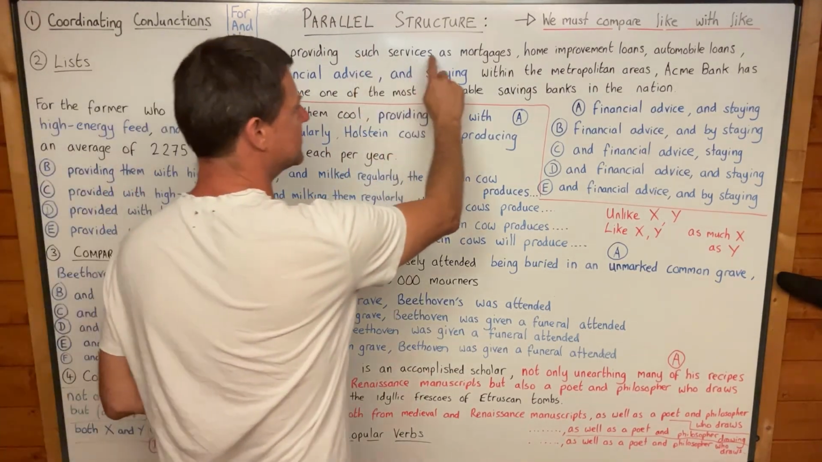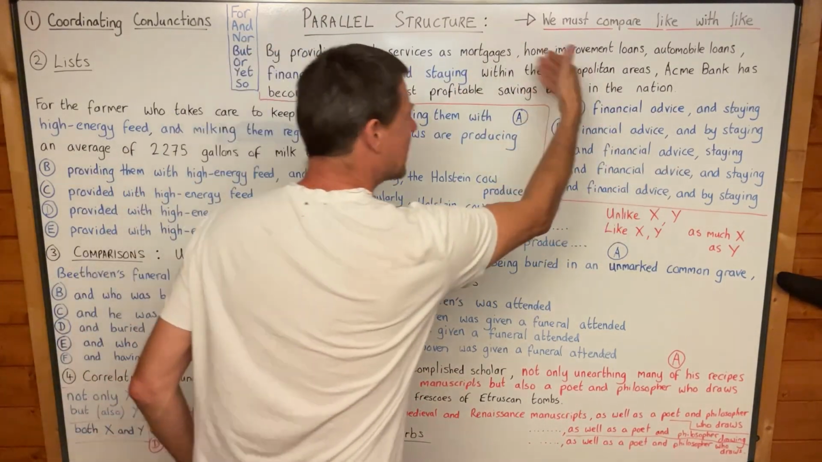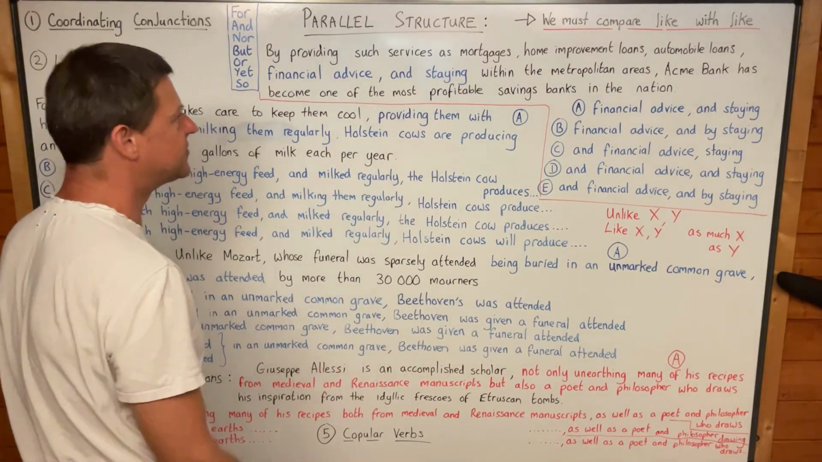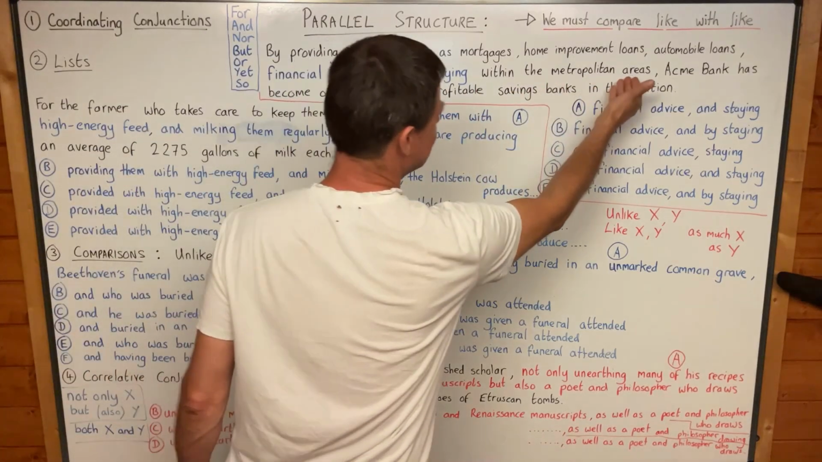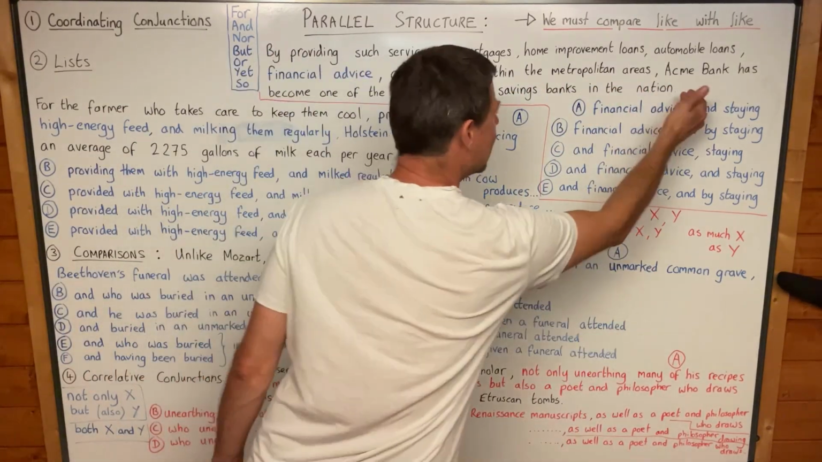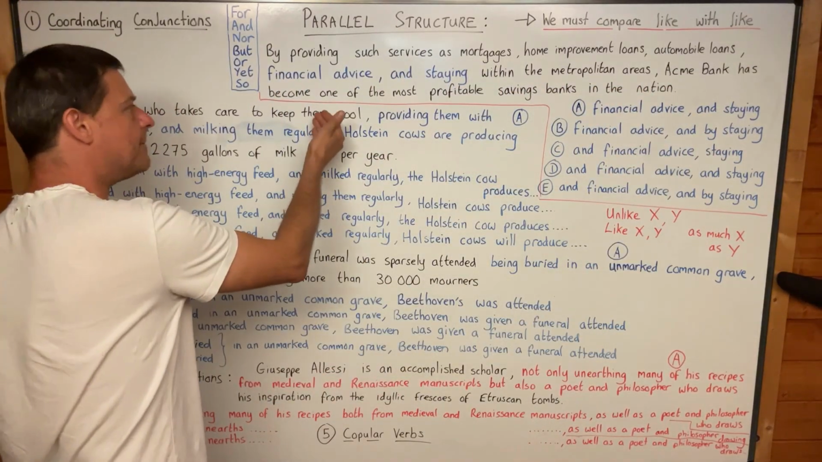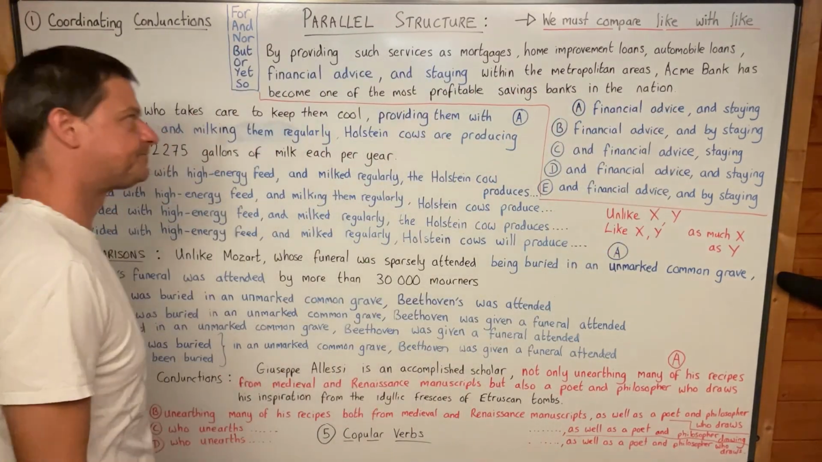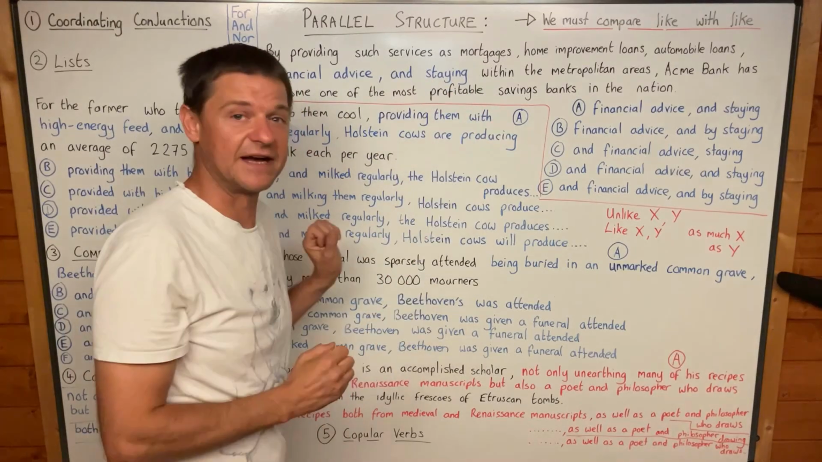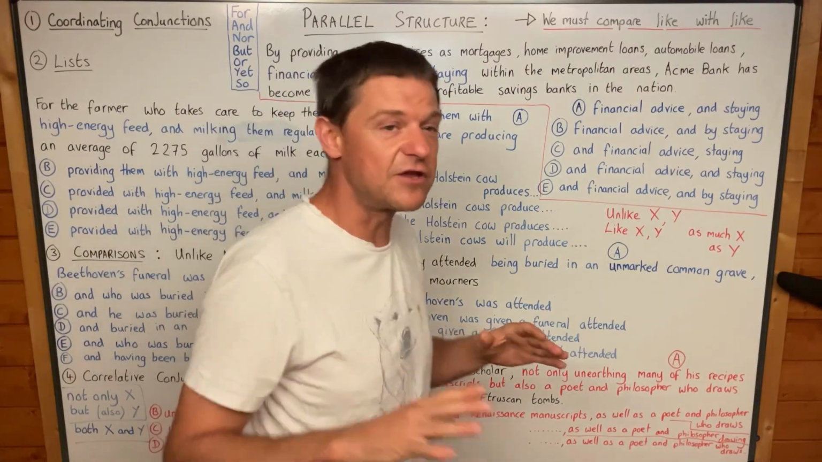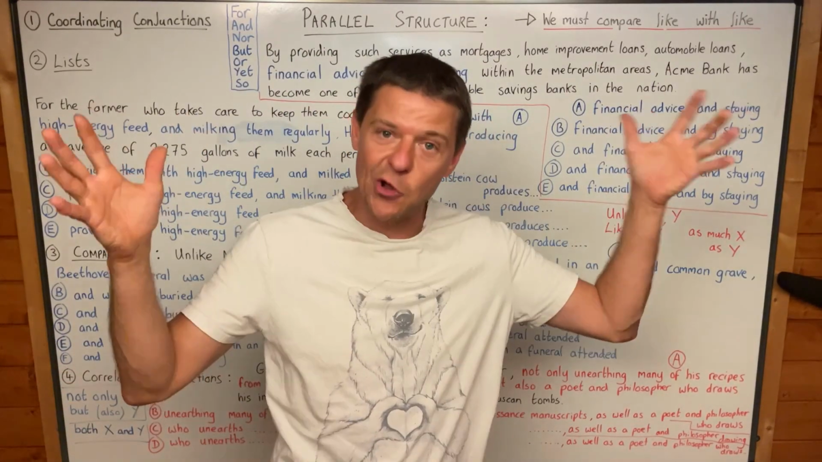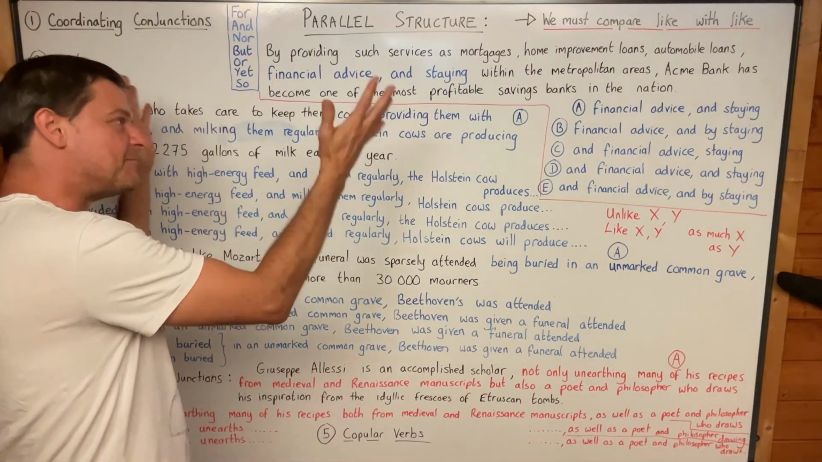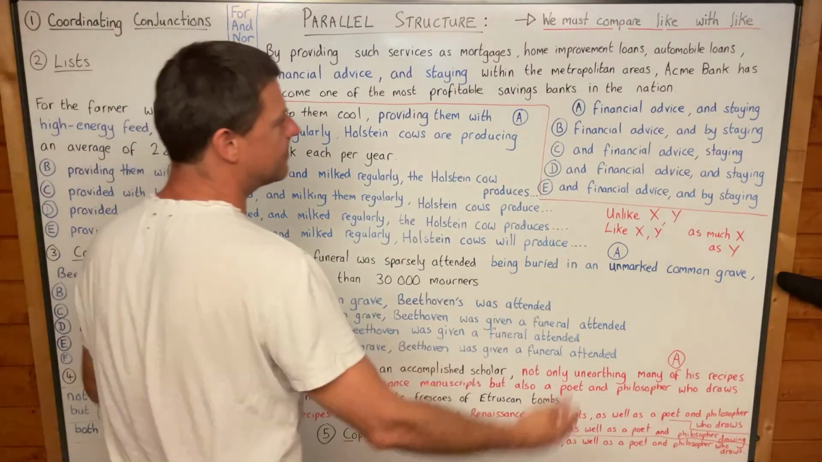By providing such services as mortgages, home improvement loans, automobile loans, financial advice, and staying within the metropolitan areas, Acme Bank has become one of the most profitable saving banks in the nation. Now, I've slightly simplified this sentence. They usually give you in that exam a much longer, more complicated sentence, but I've simplified it a little bit just so I can get it on the board.